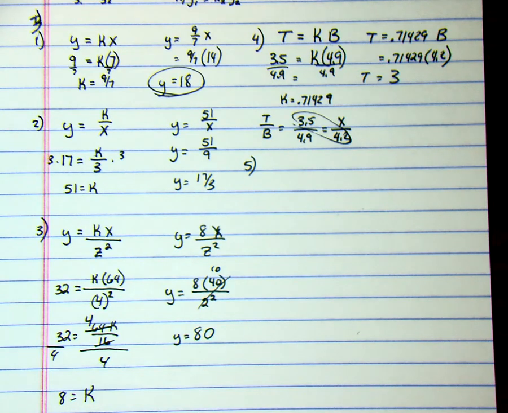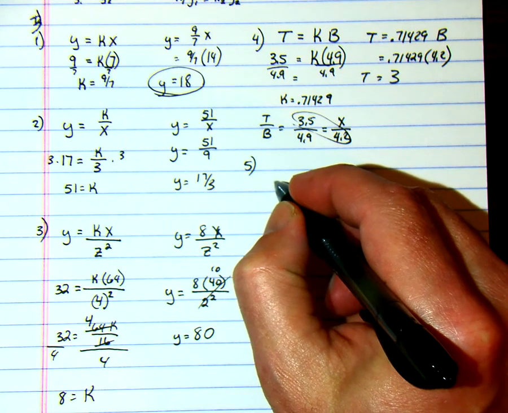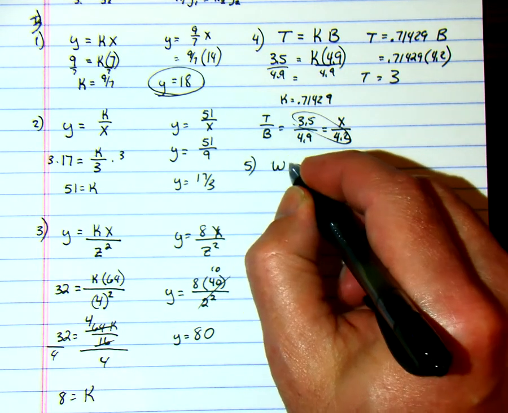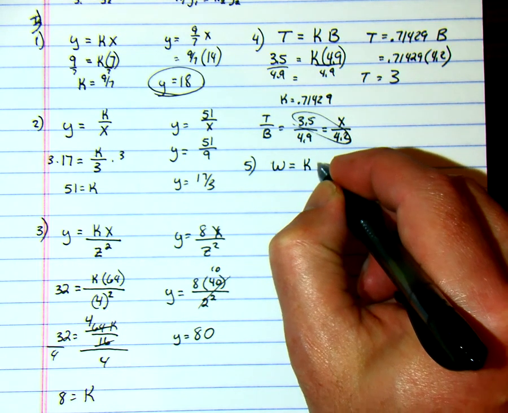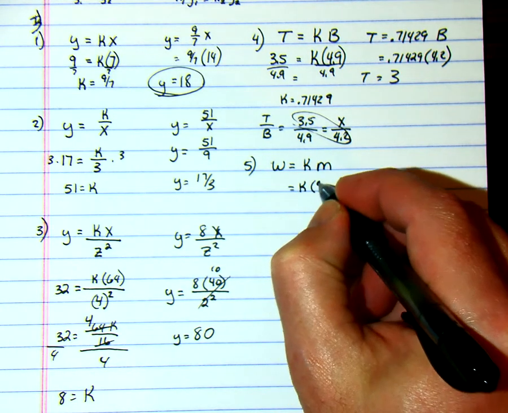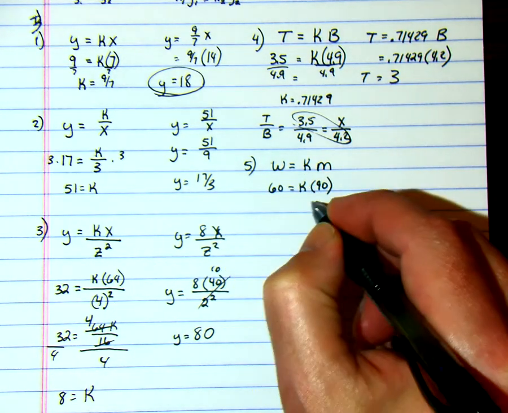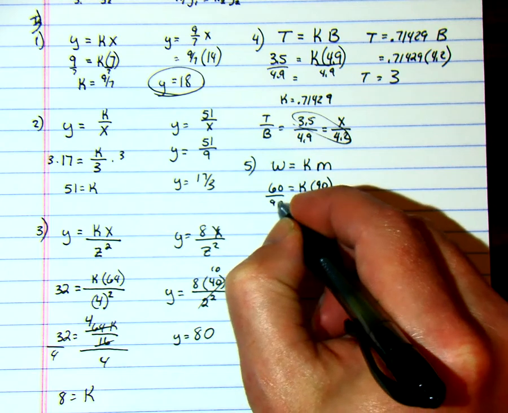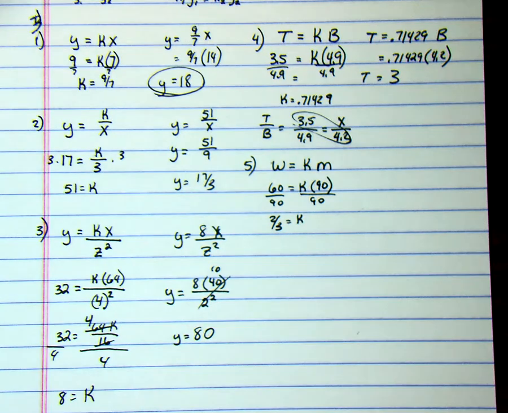The number of kilograms of water in a human body varies directly as the mass. Okay, so the kilograms of water varies directly as the mass of the person. A 90 kilogram person contains 60 kilograms of water. So K is equal to 2/3. So what it's saying is it's 2/3 of your body mass is water.